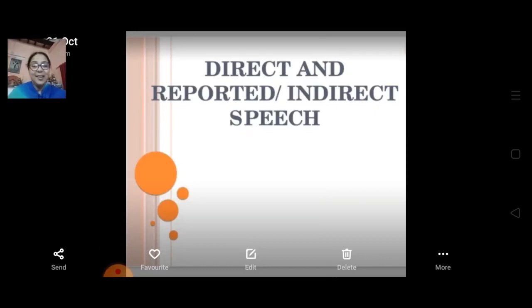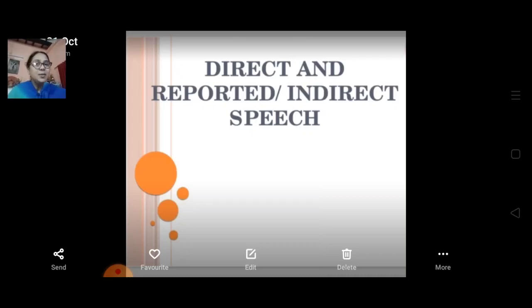As you all know, we are studying direct and reported indirect speech. We started the concept of direct and indirect reported speech yesterday. Today we are going to learn how to change direct to indirect speech. It has three rules that we discussed yesterday, and today we are going to learn what the first rule, the second rule, and the third rule of making direct to indirect reported speech are. So let's start learning the rules.